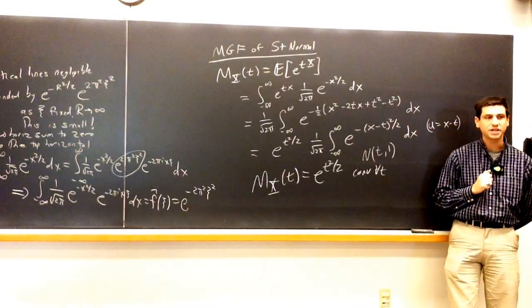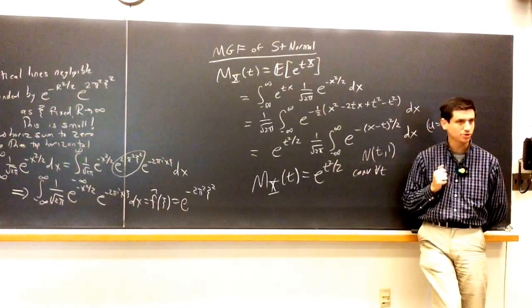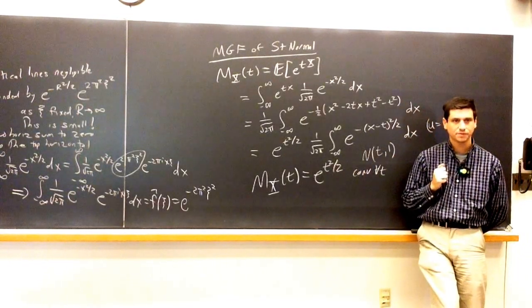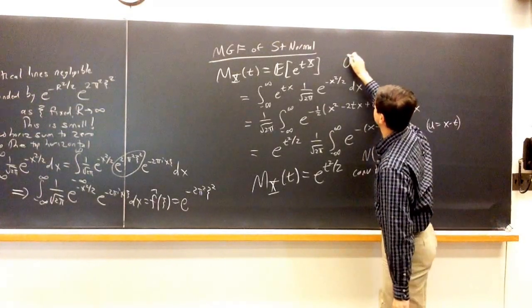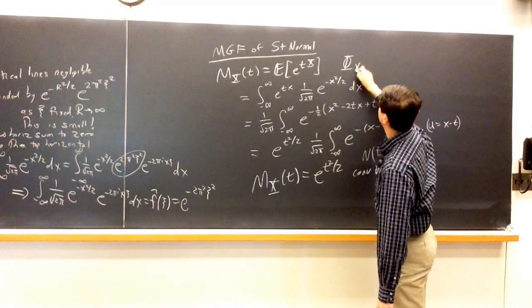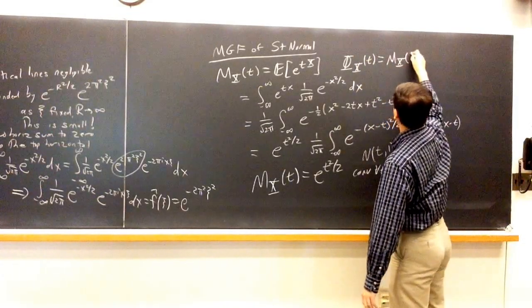So it is not always the case that moment generating functions converge. Fortunately for us, the normal converges. Instead of using the moment generating function, sometimes people use the characteristic function. And this is defined as basically the moment generating function at it.